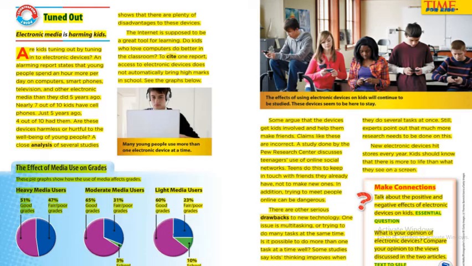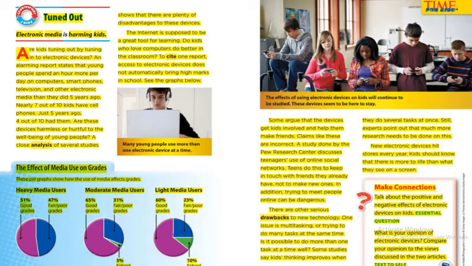Tuned out. Electronic media is harming kids. Are kids tuning out by tuning in to electronic devices? An alarming report states that young people spend an hour more per day on computers, smartphones, television, and other electronic media than they did 5 years ago. Nearly 7 out of 10 kids have cell phones. Just 5 years ago, 4 out of 10 had them. Are these devices harmless or hurtful to the well-being of young people?